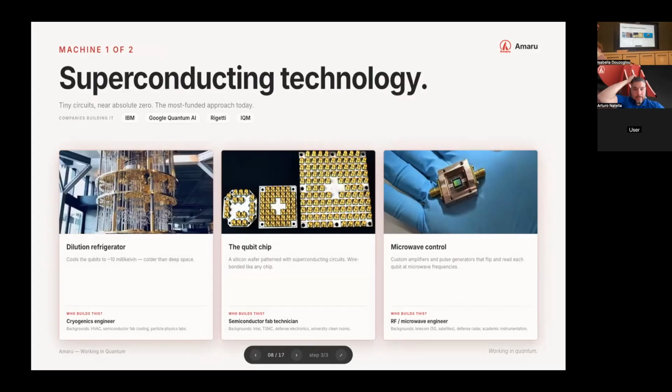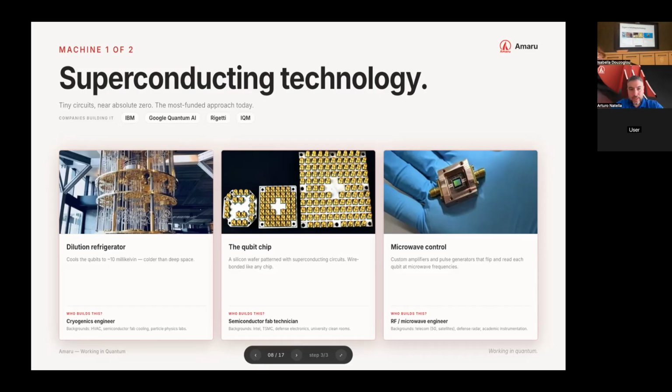So there are different types of quantum computing. What I'm showing you here is superconducting. With superconducting, I want to first say a superconducting qubit is not a real atom. It's a tiny electrical circuit printed on a chip. People sometimes call it an artificial atom because when it's cold enough, the circuit can behave like a quantum system.